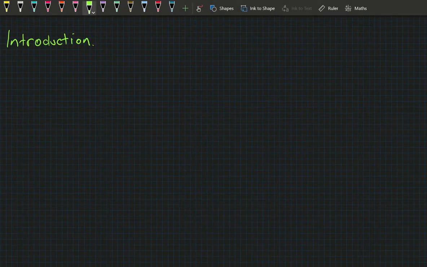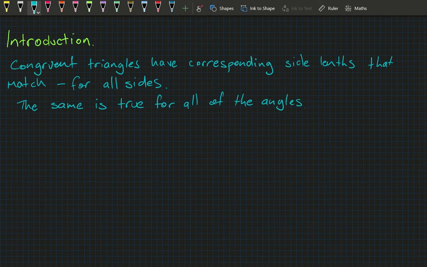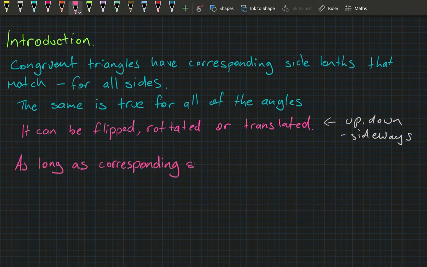Two triangles are congruent when they have a corresponding side which is the same length for each side. There is also a corresponding angle that is the same size for all angles. So these two congruent triangles are essentially the same triangle. It might have been flipped, rotated, or translated, which means moved up and down or left and right, so long as all of the side lengths and angles have a corresponding angle and side that is the same.